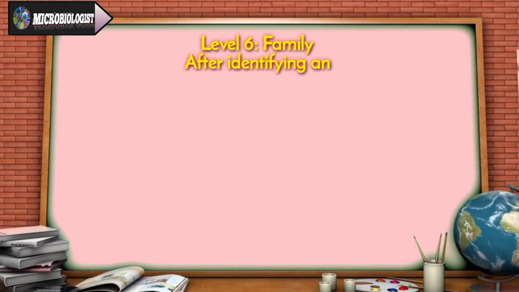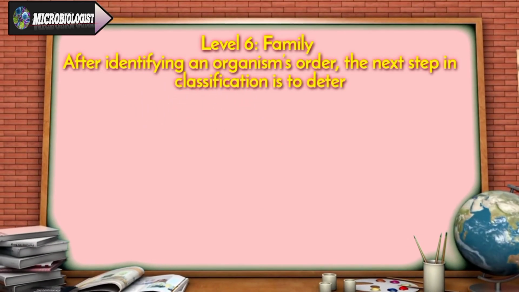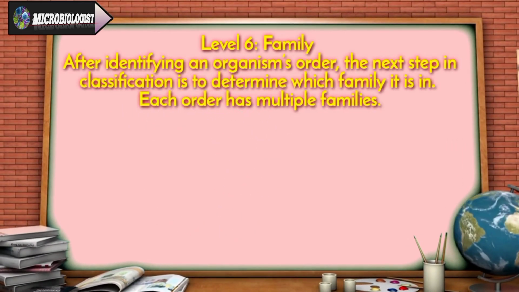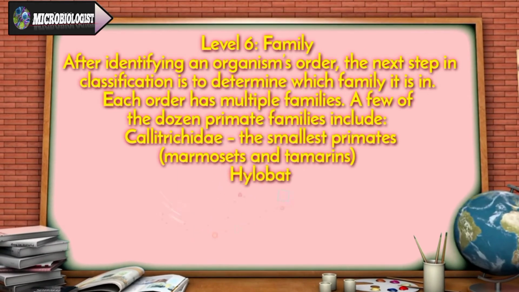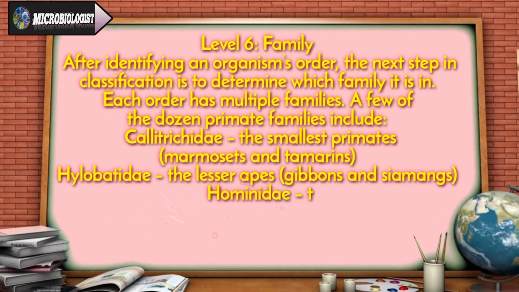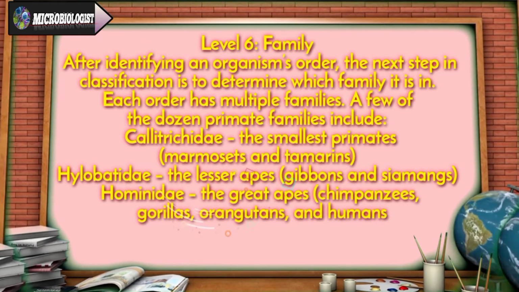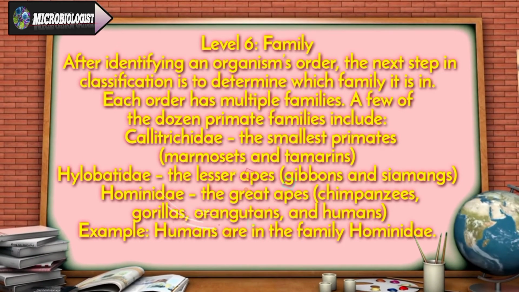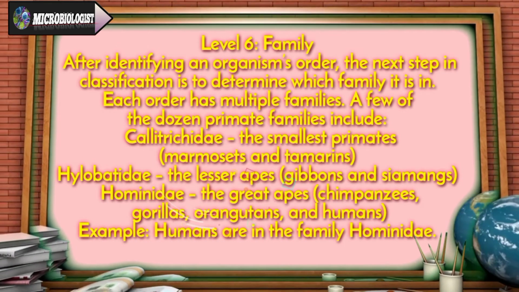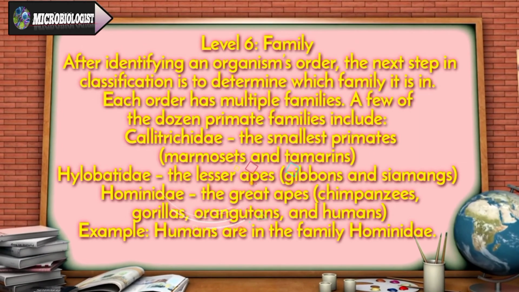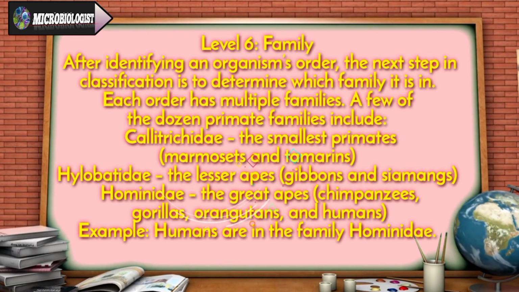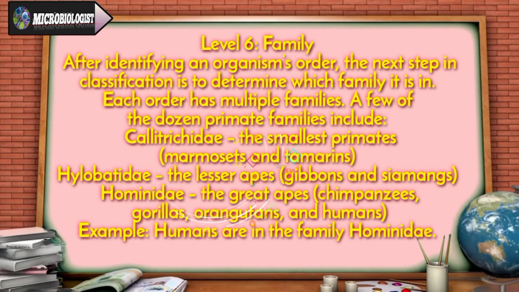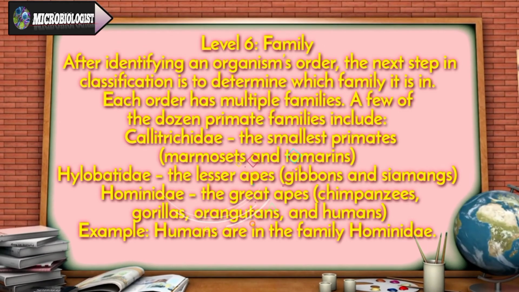Level 6, family. After identifying an organism's order, the next step in classification is to determine which family it is in. Each order has multiple families. A few of the dozen primate families include Callitrichidae, the smallest primates, marmosets and tamarins; Hylobatidae, the lesser apes, gibbons and siamangs; Hominidae, the great apes, chimpanzees, gorillas, orangutans, and humans. Example: humans are in the family Hominidae.